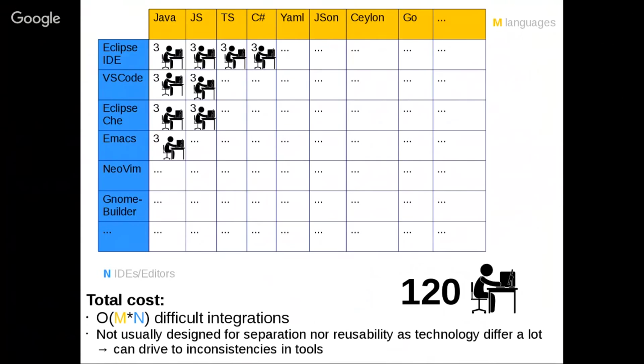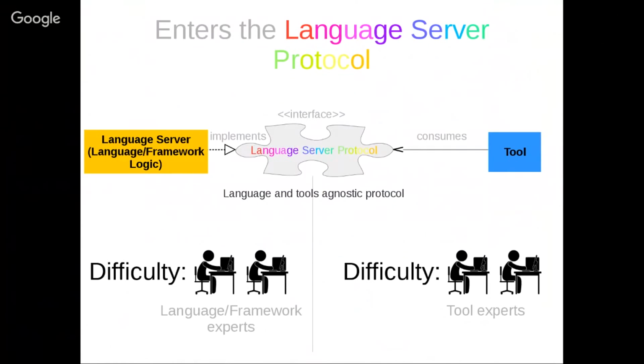And moreover, it is both caused and the consequence of such integration not being designed for separation of concerns and reusability. So if you look at how an integration is done, taking JDT as an example, there is not much effort in separating the Java logic, the Java completion and so on, from the Eclipse UI logic. So with this strong coupling, it is hard to reuse and to separate concerns. And that's the purpose of the language server protocol.